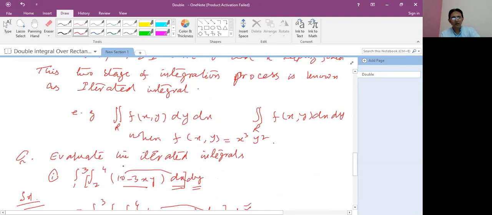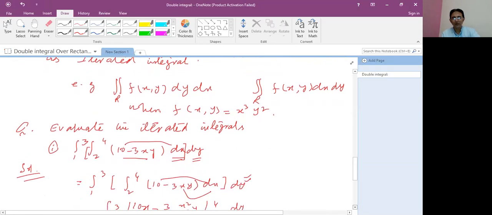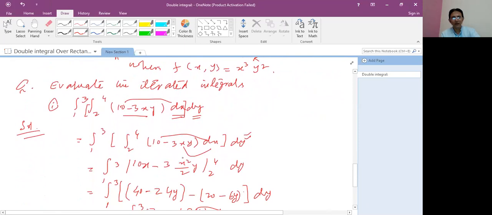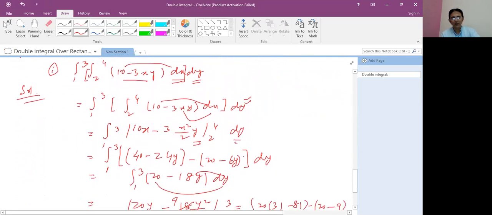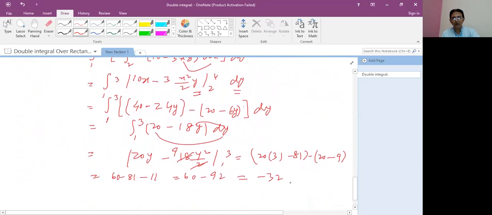So in this way, the iterated integral, the first stage, means we integrate the given function with respect to x while keeping y fixed, and after integrating with respect to x, we then integrate with respect to y. The answer is minus 32.